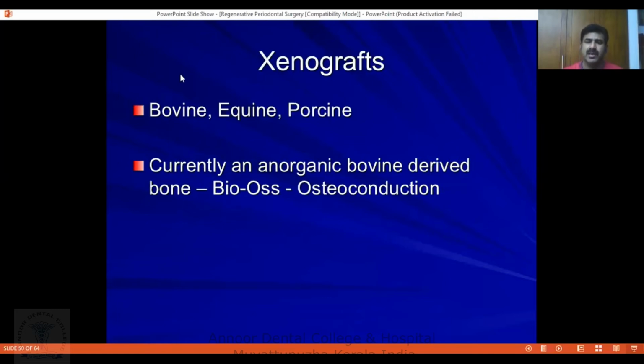Then you have different types of bone grafts that are obtained from different species. Bovine means from cattle, from cow. Equine from horse. Porcine from pork. Basically, all these things have got religious implications. So you have to inform the patient beforehand, tell him that this is the bone graft. Are you comfortable with it? Get a written consent. Then only prescribe bone grafts, xenografts.